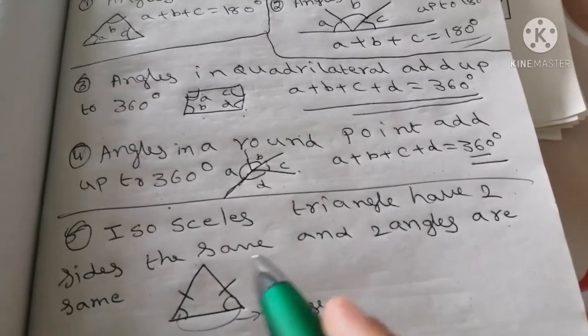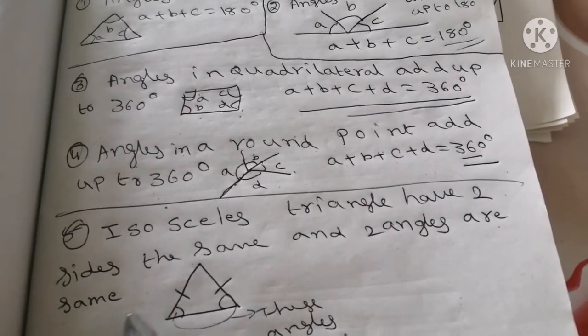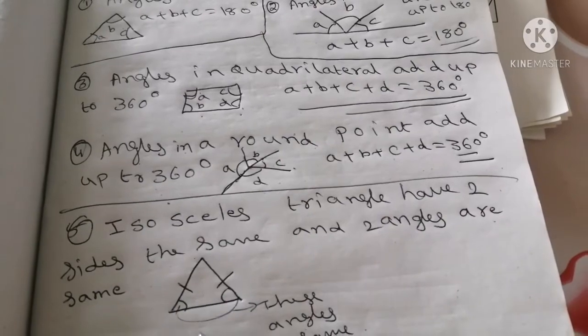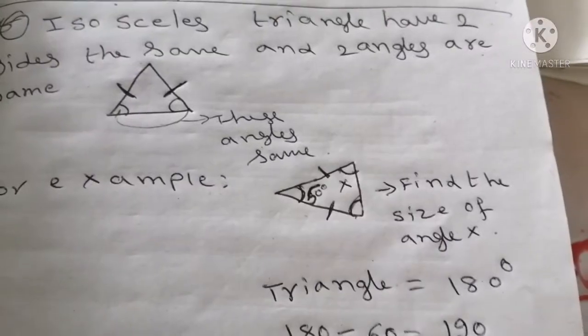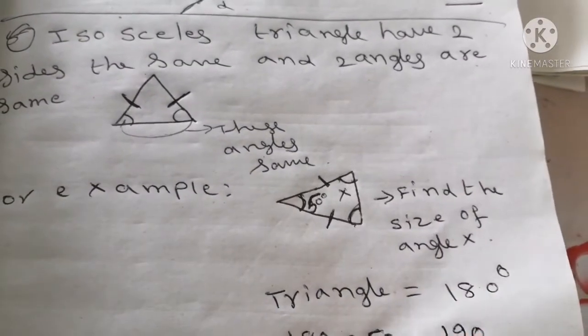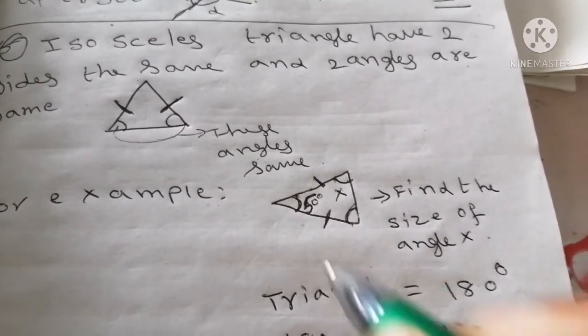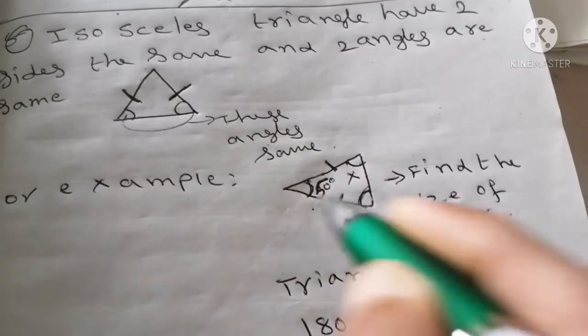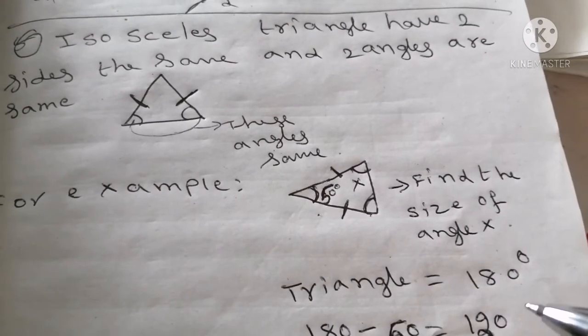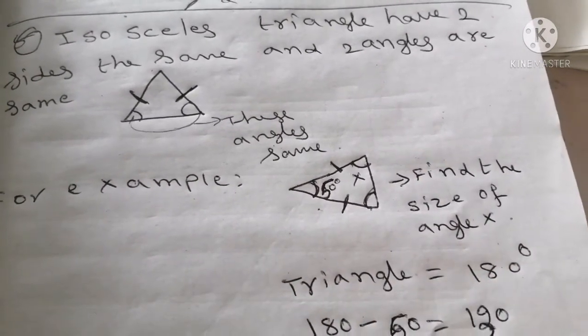An isosceles triangle has two sides the same and two angles the same. Here is one question. So this is 50 degrees and find the size of angle X. This is an isosceles triangle.